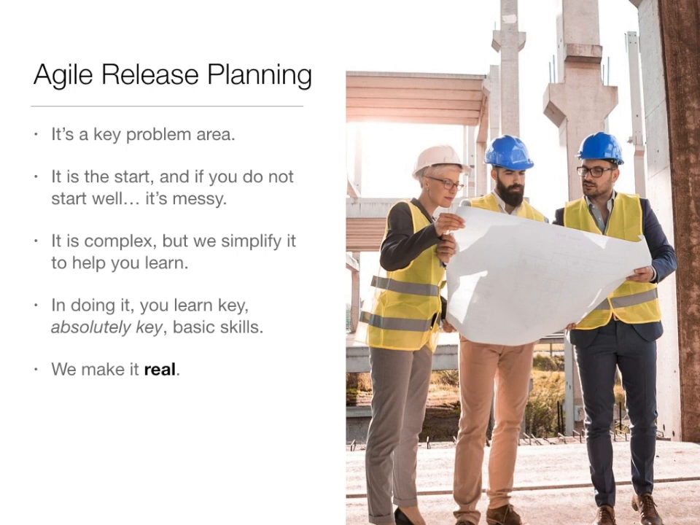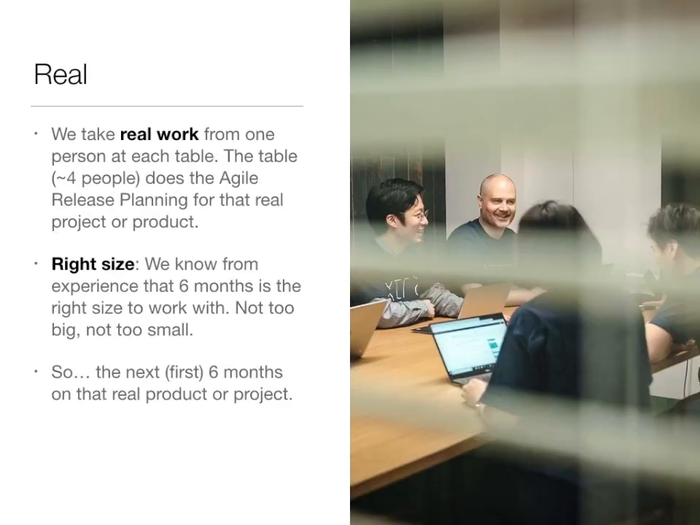In the course of the workshop, you're absolutely going to learn key basic skills along the way. So again, we make it real. We have you work with real work. This is going to be quite real for the 4 people at the table, at least for one of the persons. We want that one person at least, who usually will play the product owner role, to have a real project, one that's ongoing now and has another 6 months to go, or one that's about to start at their real job.